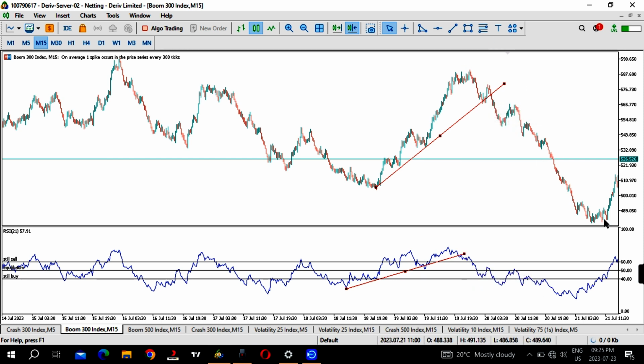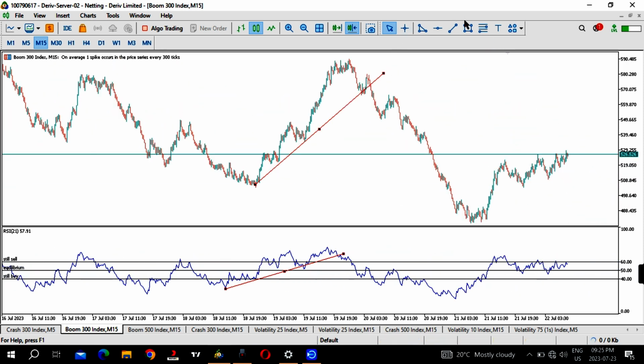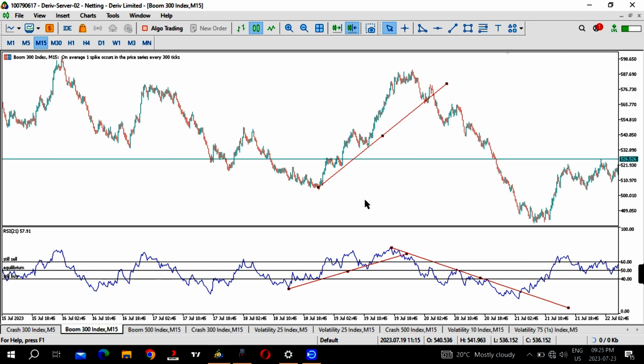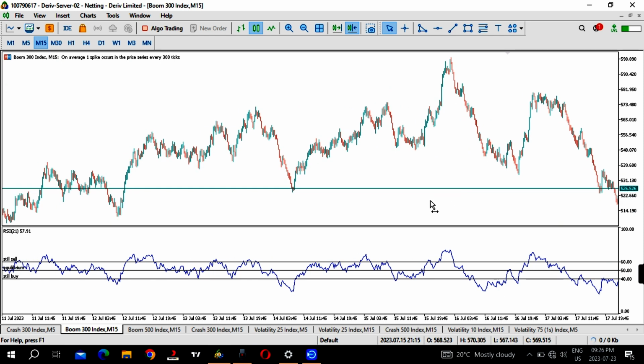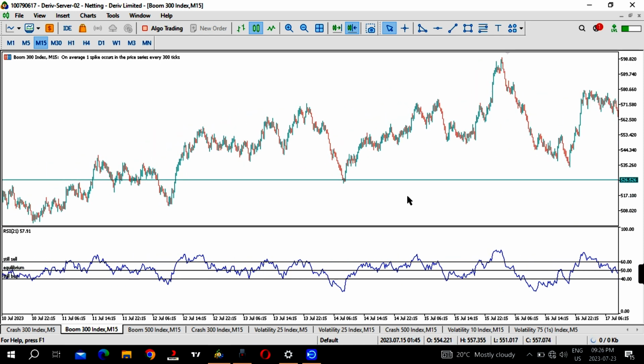So take this for example. After we broke out, we continued going down. Then right here again, this trend line gets broken, shot up, and as you can see on the chart, the market continued going up. So it's very simple to use the RSI. I don't know why people make it look as if it's hard.